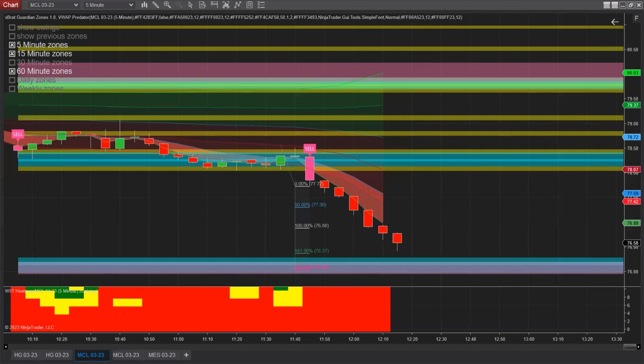The idea of the Guardian zones, that's why they're called the Guardian zones. It's to keep you safe and to ensure that you're trading into fresh air. So any signal strategy that you use, this is the VWAP predator. It could be the xBrat algo. It could be the Elliott wave. It could be something that we don't even provide.